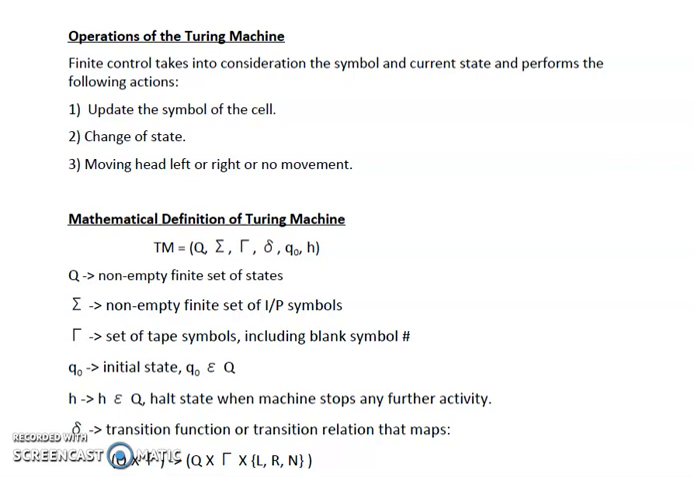Then the second is change of state. The state of the Turing machine will be changed. That means we will move to a next state. And the third operation is to decide in which direction our read-write head will move. Whether it will move to the right or to the left, or it can be a case that the read-write head will not move in any direction and remains static on the current cell of the tape. So let's see what we are talking about here.